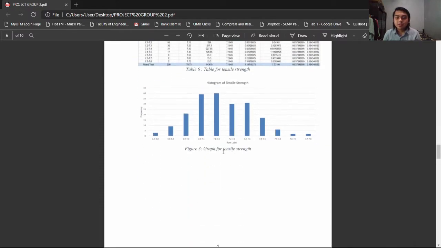Finally, figure 3 shows the graph of tensile strength. The result shows an increase linearly until 7.1 until 7.2. After that, the result is scattered because it goes up and down. The lowest frequency is shown at 7.6 until 7.7 and 7.7 until 7.8, which is 2.